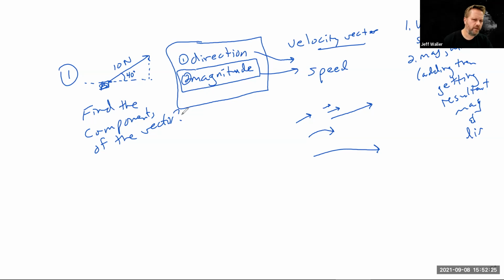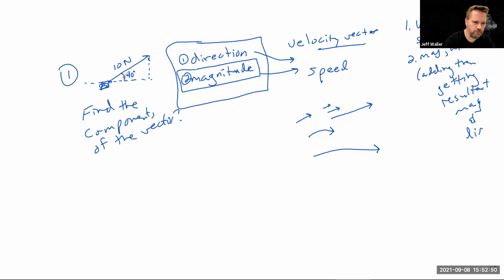I've kind of drawn them in already. How many components are there to this vector? 2. What are they? Can you kind of tell me where they are in this picture? The 10 newtons and the 40 degrees. Oh, I see. No. I appreciate that though. That's not a bad guess.